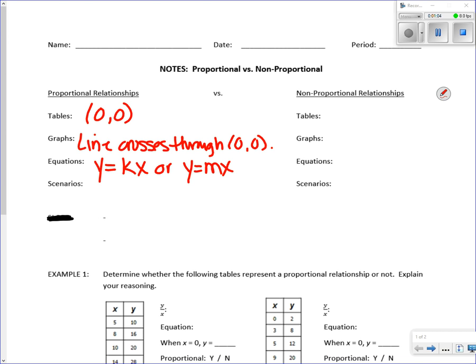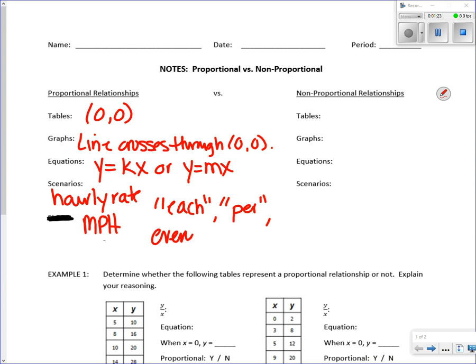And in a scenario, some examples that you could be asked to find are hourly rate, miles per hour, anything that says each, or per, or every. Anything like that, as long as there is no additional piece added to it, then you know that it will be a proportional relationship.